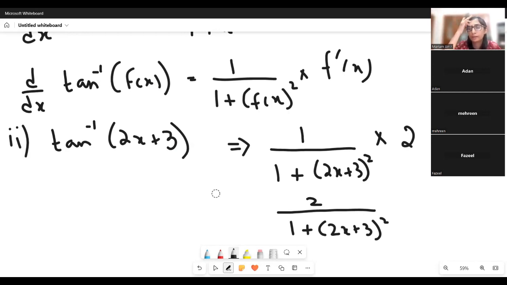You may further expand the brackets or you may not, it's fine. Unless the question says give your answer in a particular form, you can just leave your answer like this.